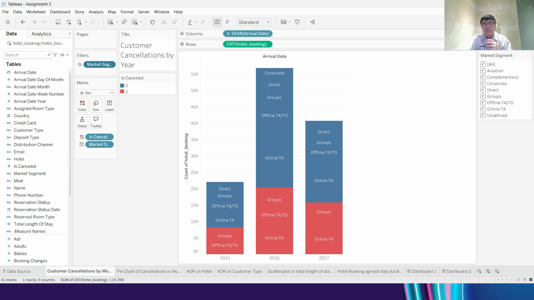So as you can see from this stack bar graph, in 2015, it started off pretty well with a certain amount of bookings and a certain amount of cancellations. 2016 is the hotel's best performing year with the most bookings, but with the most cancellations as well. In 2017, it decreased a little bit, but it still maintained pretty well. This entire dataset spans 3 years.